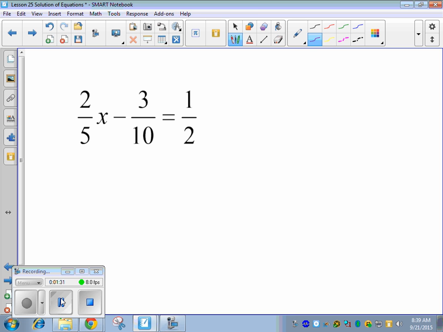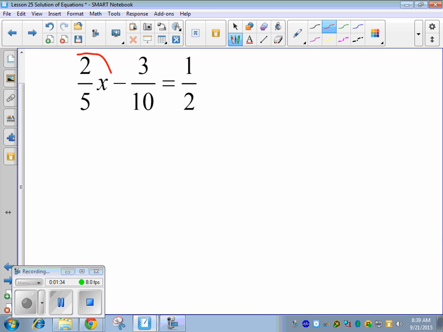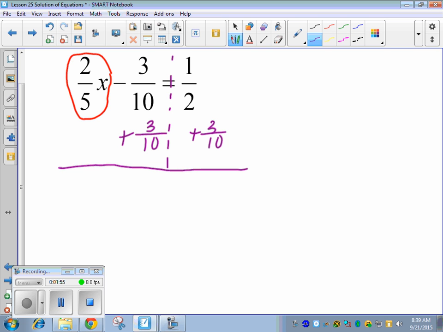All right, go ahead and write that. For this one, the goal is to get this 2/5 x by itself. The whole x part needs to be by itself. So what do I need to add to both sides? 3/10. Perfect. So I'm going to add 3/10 on each side of my equation. So I will have 2/5 x equals 1/2 plus 3/10.